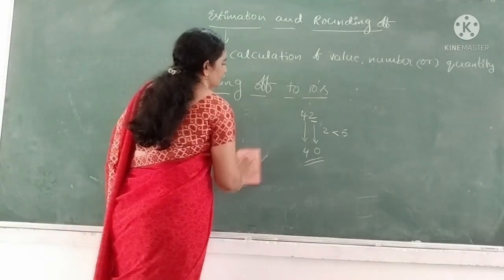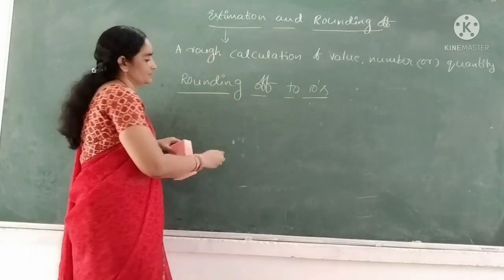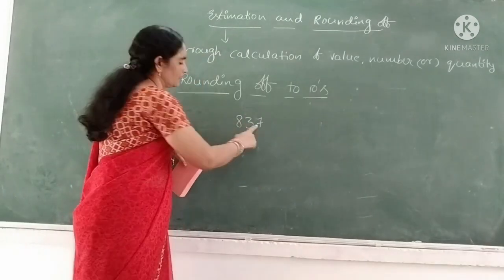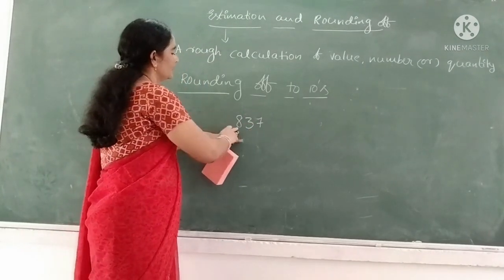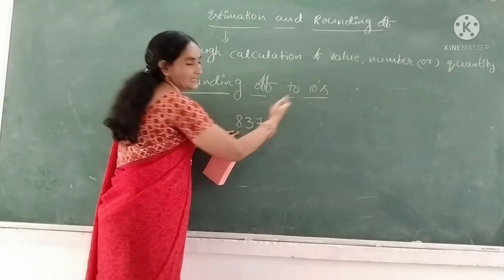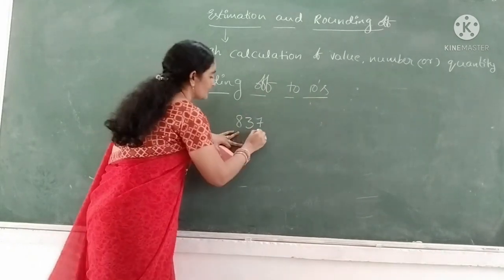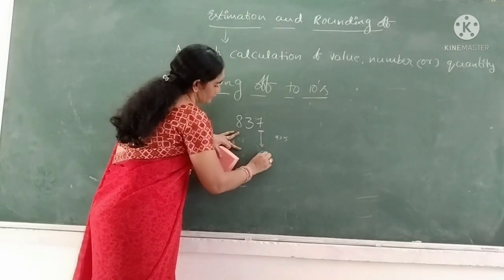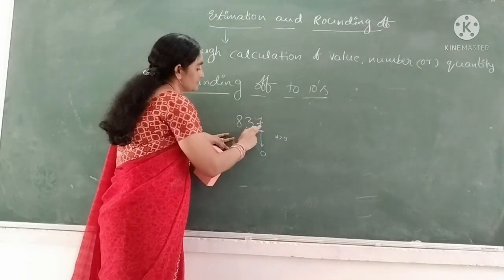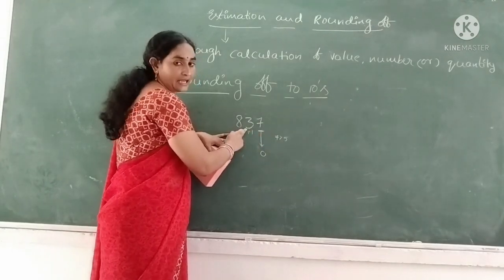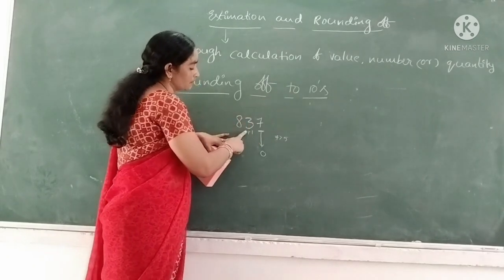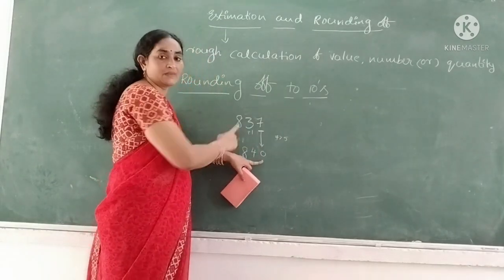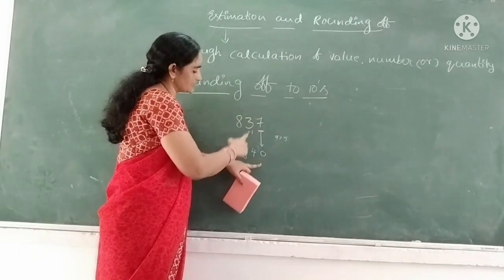So we take a 3-digit number. 837. This is a 3-digit number: ones, tens, hundreds. We take 837 and round off to the nearest tens. So we take the ones place. The ones place is greater than 5. So we make it 0 and add 1 to the tens place. So this is 40. This is the same. So 837 rounded off to tens is 840.